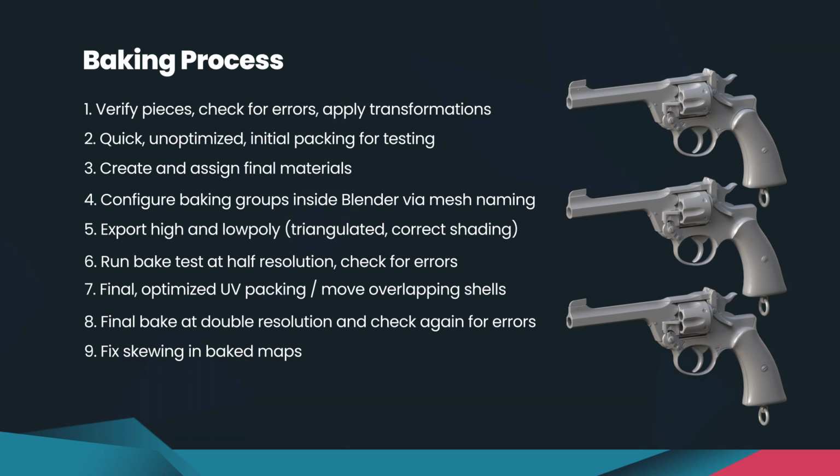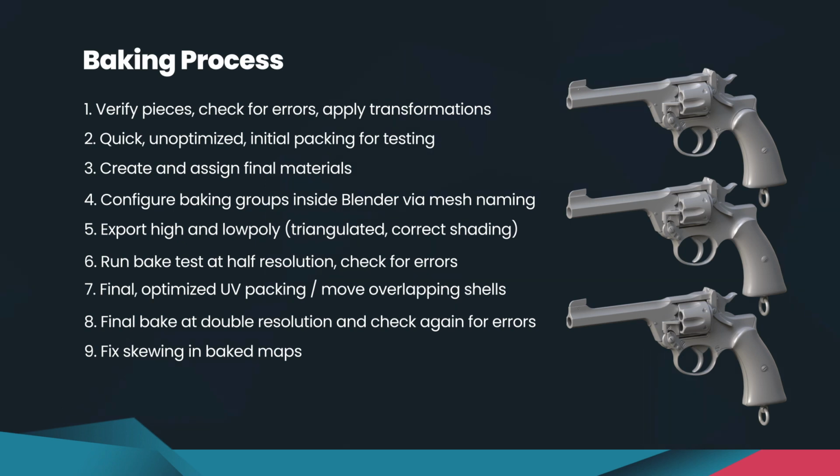Then we configure the baking groups inside Blender by naming the corresponding high poly and low poly pieces, but ending in the suffixes _high or _low. This way we avoid having to reconfigure baking groups inside Marmoset every time we export our meshes, which, believe me, will save us a lot of time. Even cage sizes should stay consistent between exports. After naming, export high poly and low poly separately and use Marmoset's autoload function to automatically create the groups.